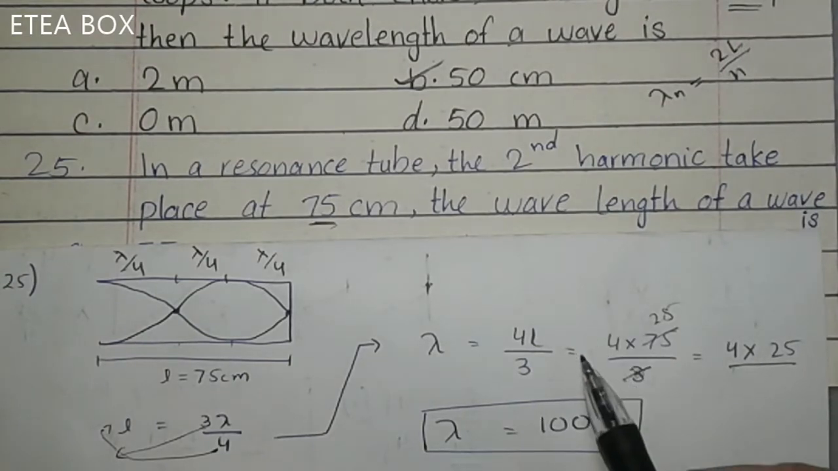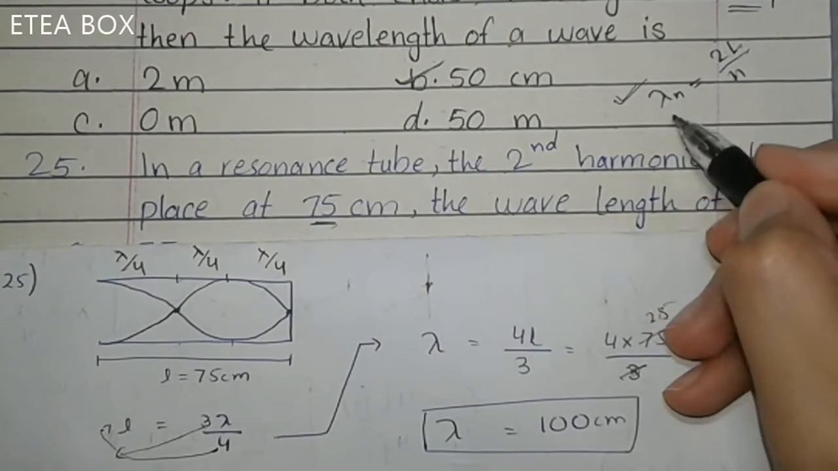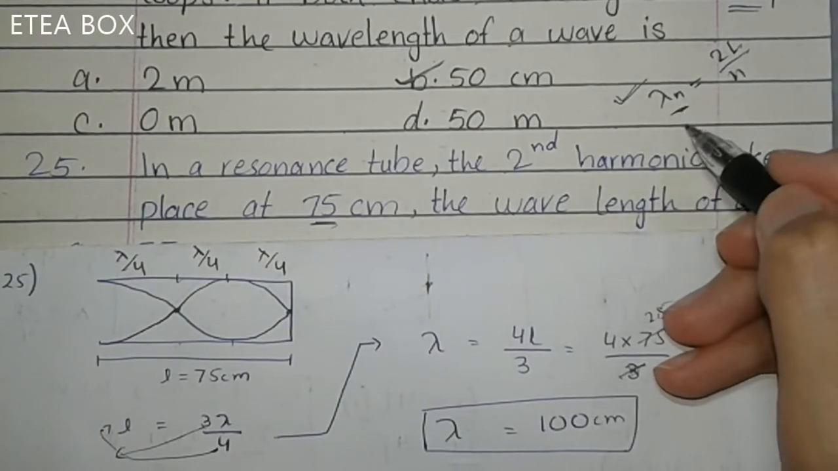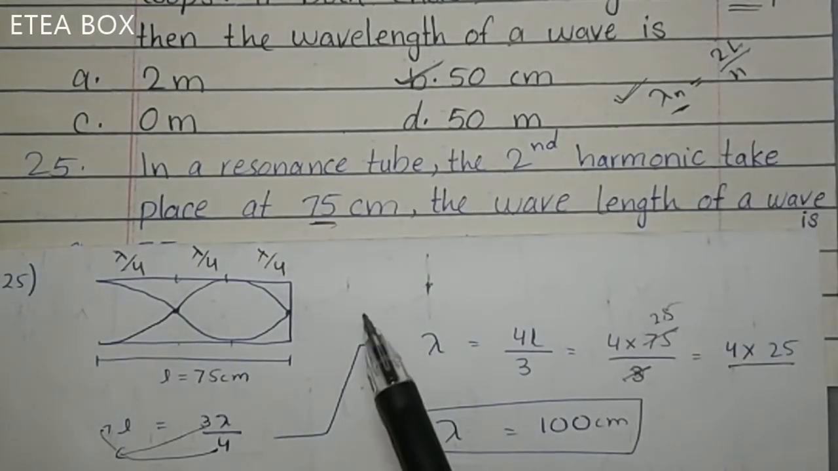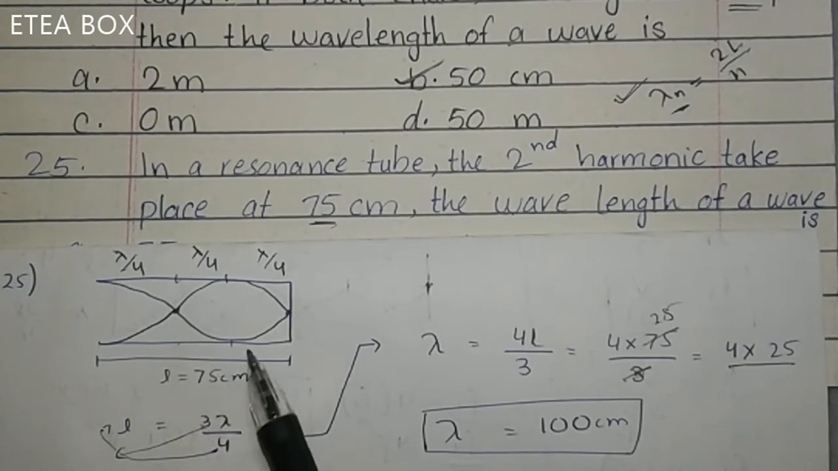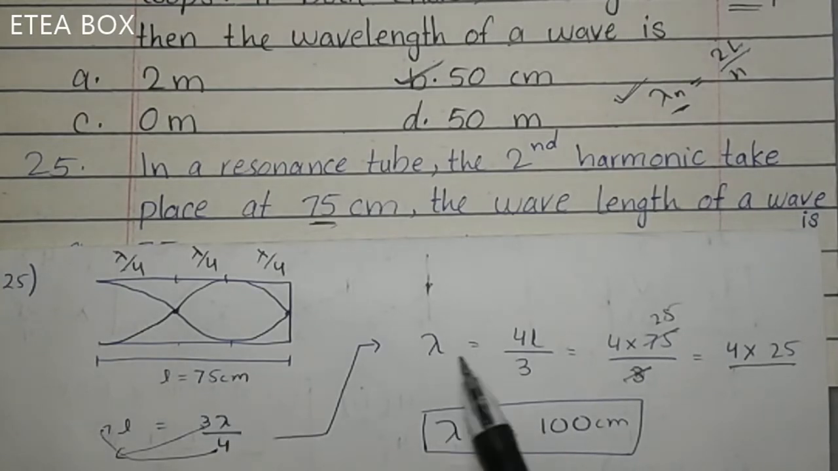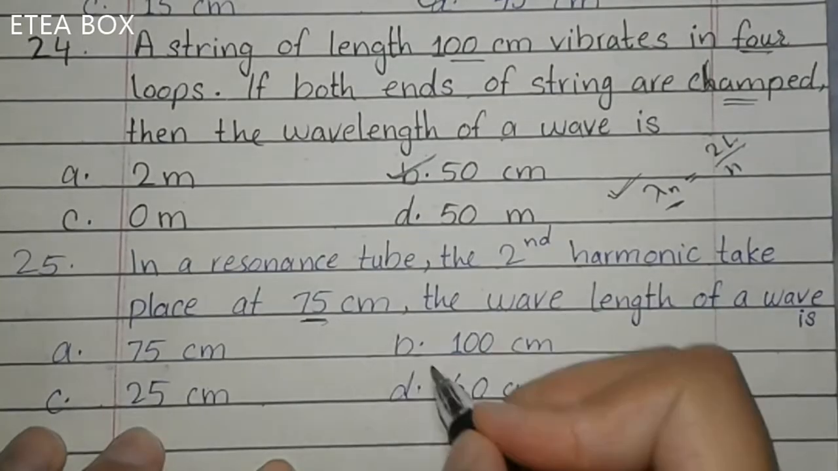Now look at the previous MCQ, this one. This formula is valid for stationary waves. And here in this case it is a resonance tube, which means that this is a closed organ pipe. Now you have to do this one: lambda is equal to 4L divided by 3. So you will get lambda is equal to 100 centimeter. Here option B is correct.